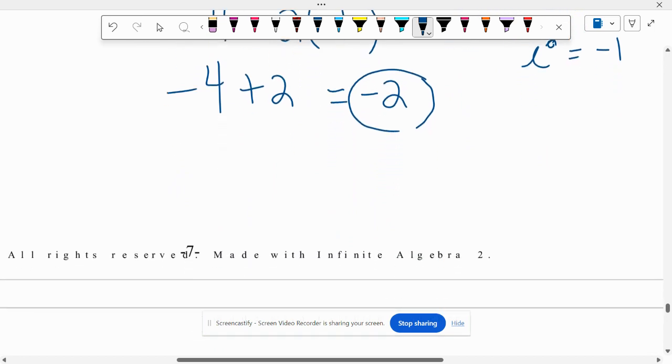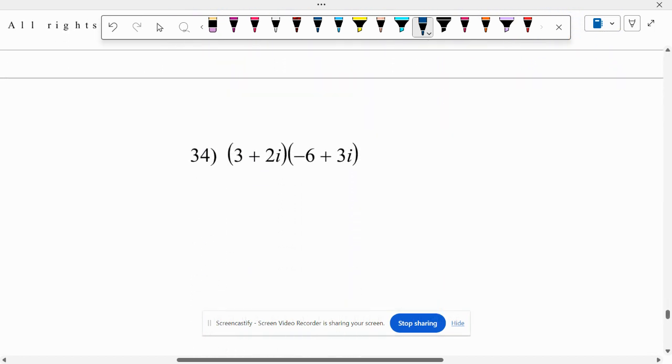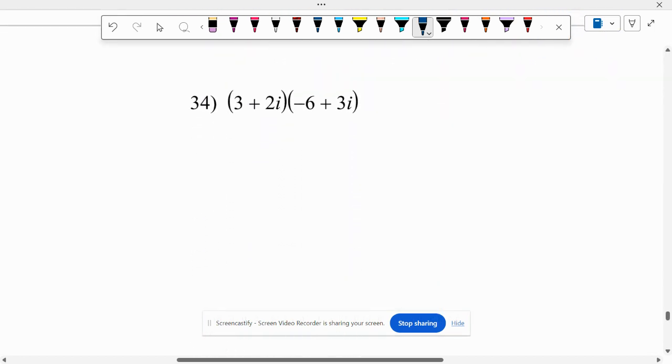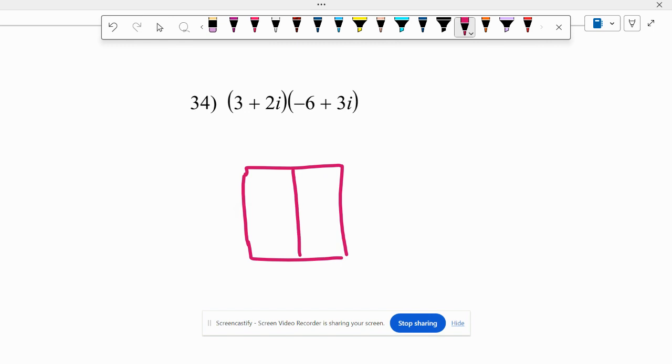Okay, next one. Almost done. We're going to do a box with this one. So draw a box. Draw a little box. Doesn't matter which binomial we put on what side. So I'm going to do 3 and a positive 2i, negative 6 and a positive 3i.